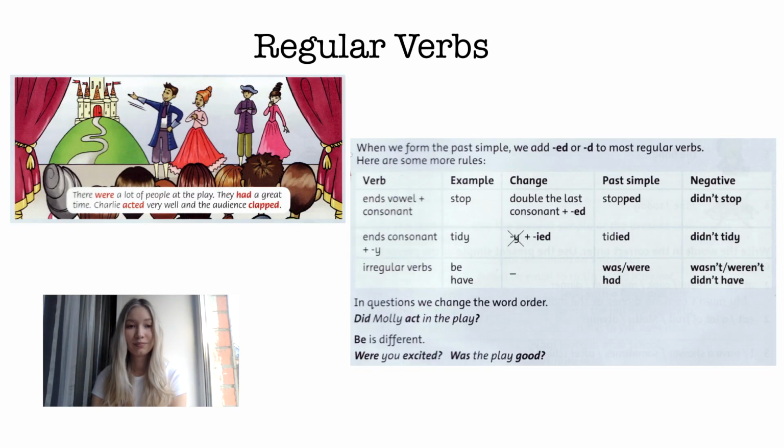Regular verbs. So let's have a look at the example. There were a lot of people at the play. Было много людей, много зрителей на пьесе или постановке. They had a great time. Они здорово провели время. Charlie acted very well and the audience clapped. Чарли играл очень хорошо, и аудитория, зрители аплодировали. So when we form the past simple, we add ed or d to most regular verbs.